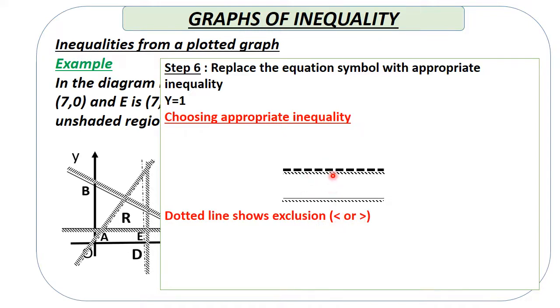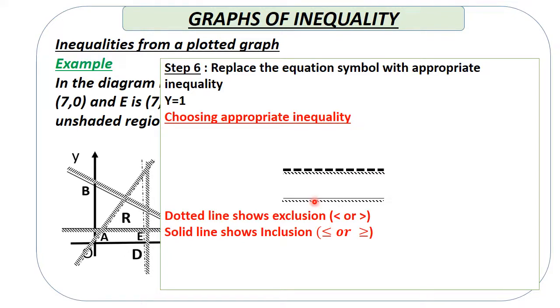So in short, the dotted line shows exclusion, which is less than or greater than. Wherever there's a dotted line, it means it is representing this symbol or this symbol, and this means exclusion, which means the points where this is passing should not be included in the discussion. So the points are excluded. Then the solid line represents inclusion, which are these two symbols, less or equal to or greater or equal to. So this is what the lines mean. That's the first thing you need to know.